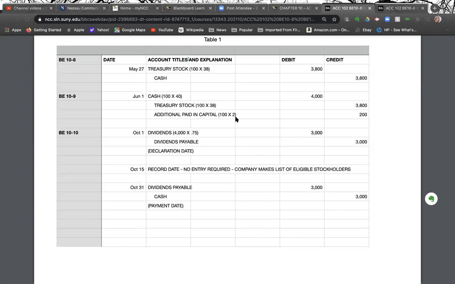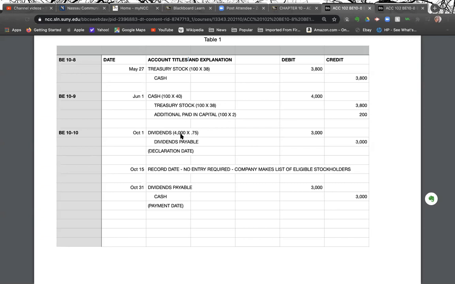On October 1st, the company declares a 75-cent per share dividend to stockholders of record on October 15th. The dividend is paid on October 31st. Record all transactions on the appropriate dates for the cash dividend. So the first date they mentioned there is October 1st. That's the day the company declares the dividend.